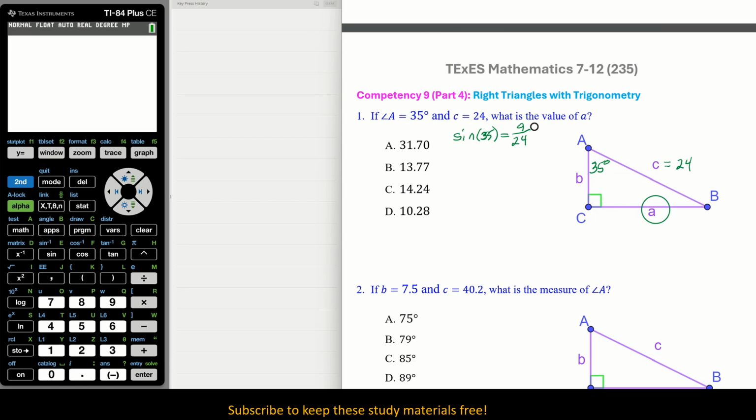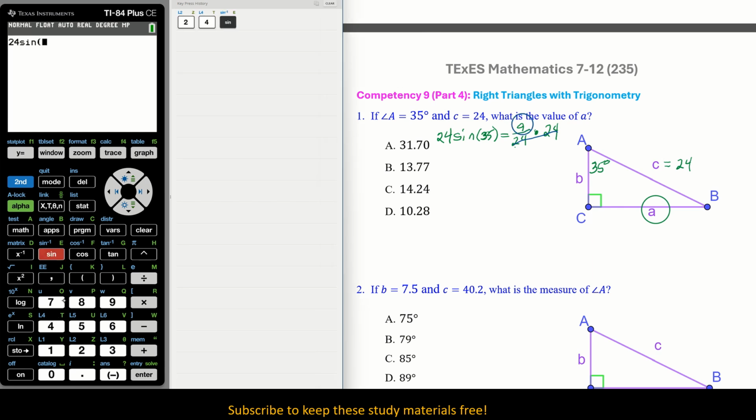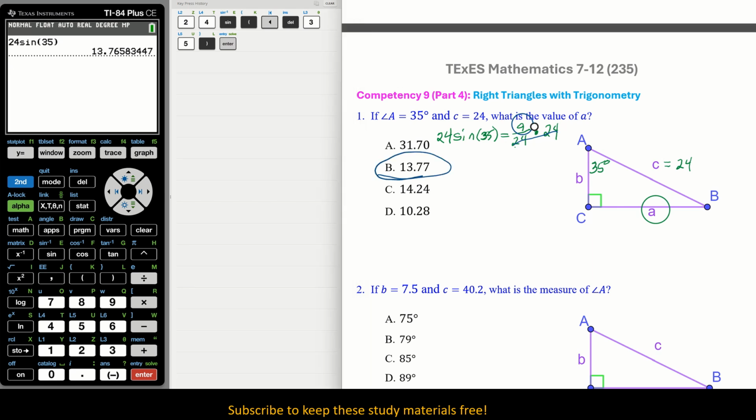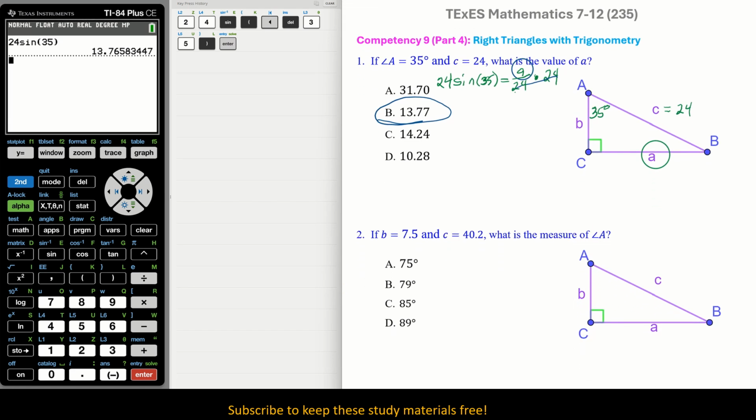Now, if we multiply both sides by 24, we can just cross out 24 over 24, and that'll give us A. So just pop that in the calculator. 24 sine, and we need 35, close the parentheses, and with a little rounding, that is the value we need. All right, now let's go to 2.